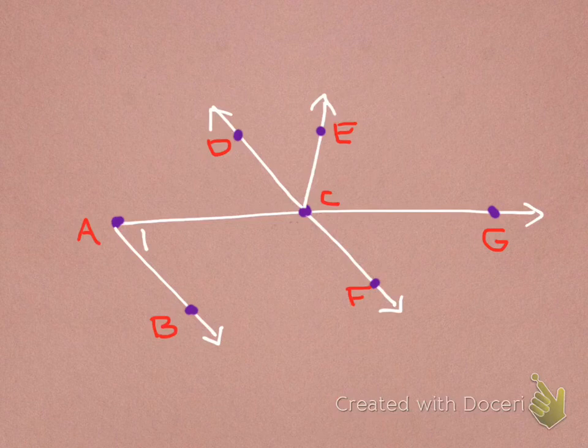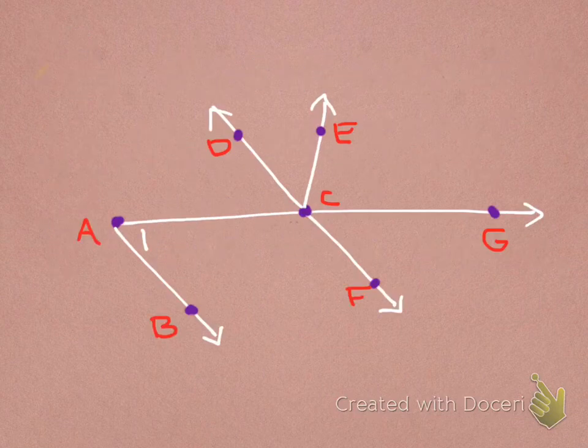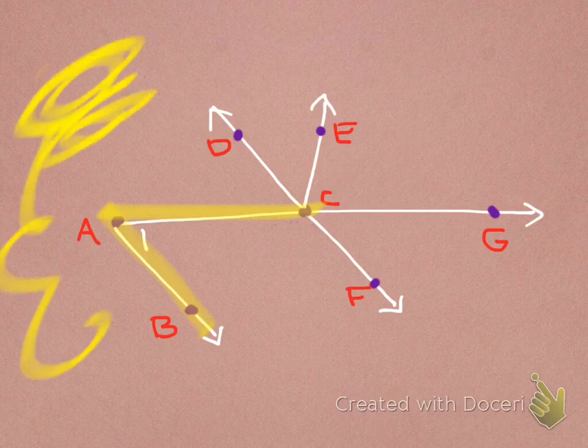Okay, hold on again. I think I messed up my letters. Okay, so I meant to say angle BAC, not ABC. So the exterior of angle BAC is going to be here. There's BAC. So the exterior is going to be anything over here or over here.